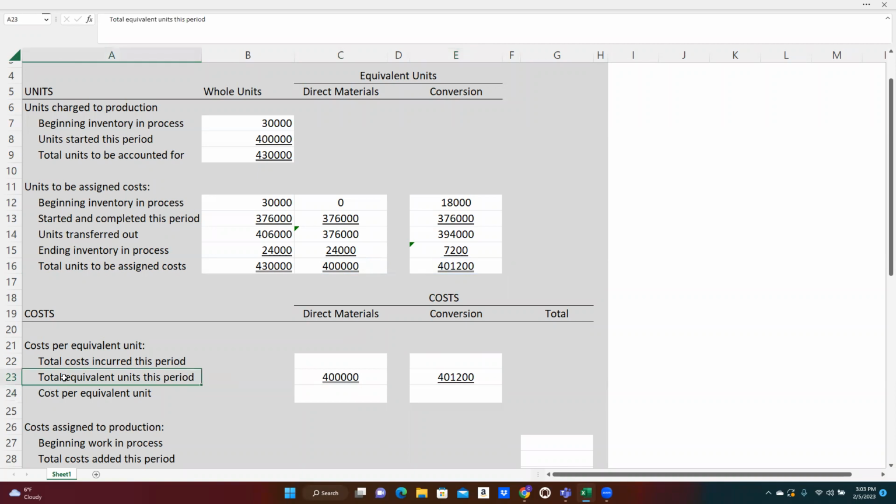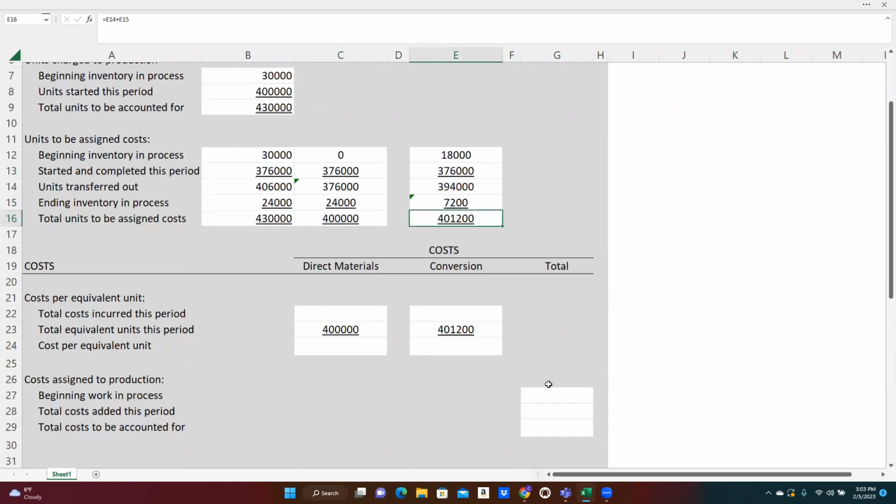You'll notice it says total equivalent units this period. That's the totals from this calculation that we just finished. Total costs incurred this period. Well, for direct materials, it's right in the T account. The total costs that were incurred this period was $4,500,000. And for conversion costs, we're adding together the direct labor, $4,120,000, and the factory overhead, $20,060,000.